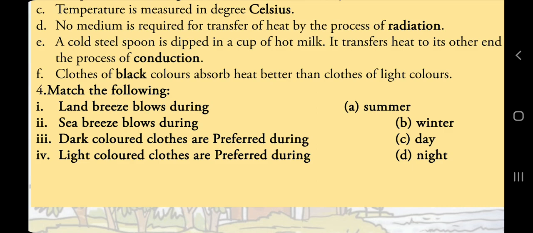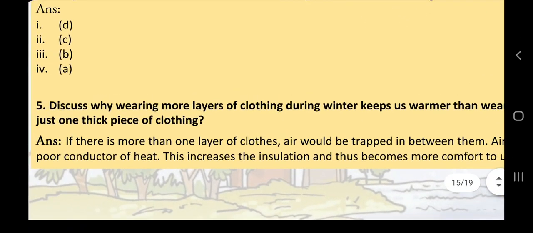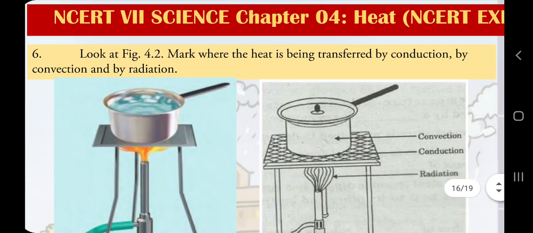Land breeze blows during, sea breeze blows during, we know when they blow if you have read the chapter, if you listened to the lecture carefully. And these are the answers for you. Again question number 5: discuss why wearing more layers of clothing during winter keeps us warmer than wearing just one thick piece of clothing. The answer is very simple. If we have many layers, then these layers will trap more air, and air is a bad conductor of, sorry, heat, it is an insulator, so we are able to retain more heat. So we will be very comfortable if we have more layers during winter.